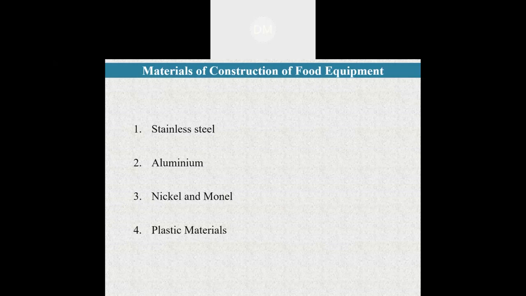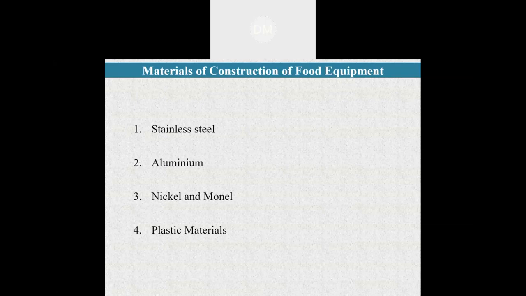Then aluminium. Aluminium has a high thermal conductivity, so aluminium is used to construct some parts of the food process equipment. It is not as corrosion resistant as stainless steel, and it is resistant to abrasion from cleaning and sanitizing products and foodstuff materials.